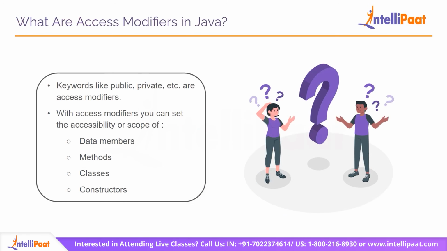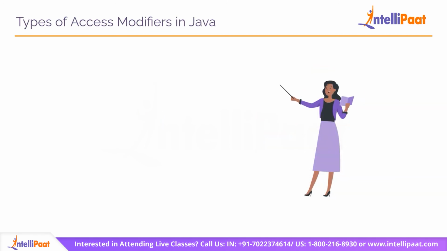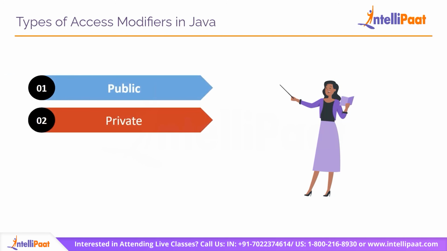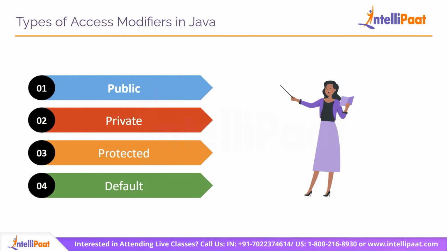Let us begin with the discussion by covering what are access modifiers. Access modifiers are the keywords in Java which allow us to set the accessibility or scope of a variable, method, class, constructor, or any other members in our Java program. There are 4 different types of access modifiers in Java, which are public, private, protected, and default or no access modifier.